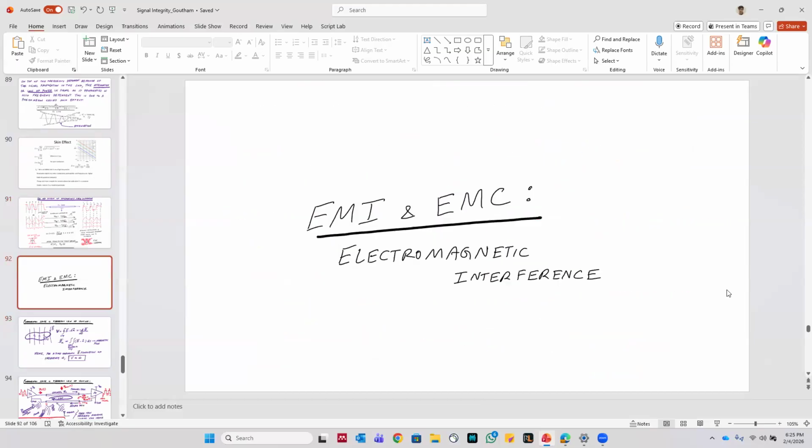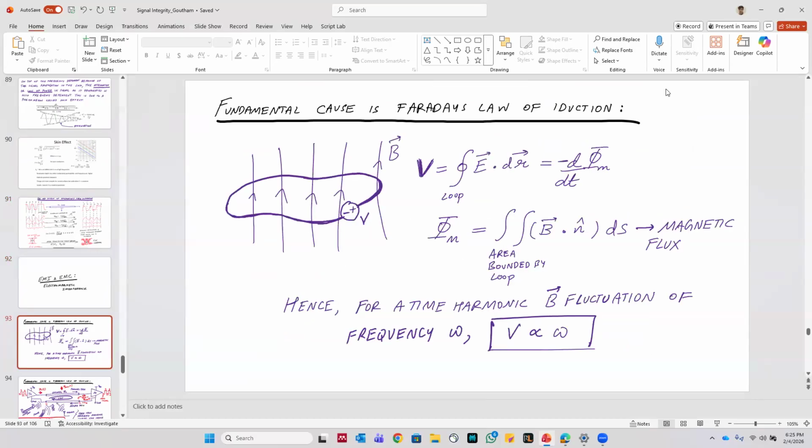So now let's move on to EMI and EMC, which is electromagnetic interference, and EMC is just electromagnetic compatibility. So, the fundamental principle of EMI is basically Faraday's law of induction, right?